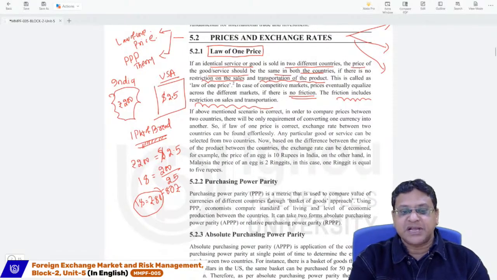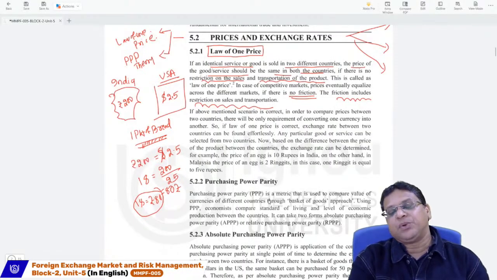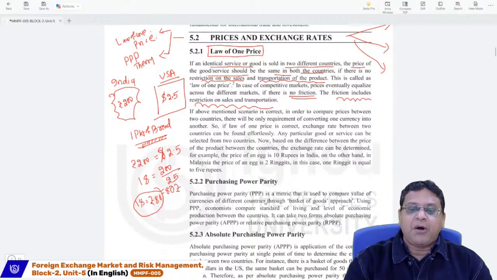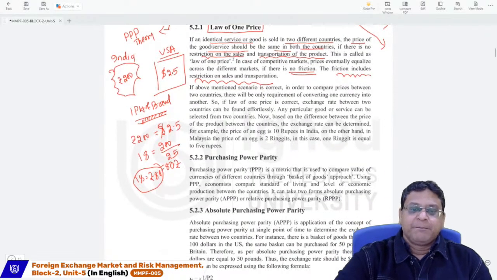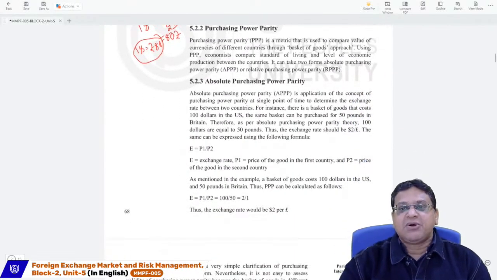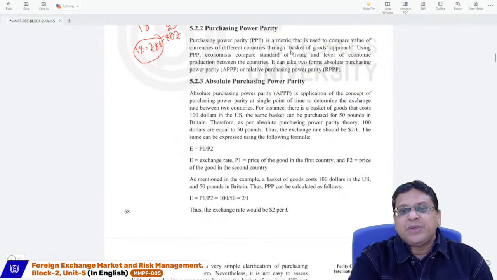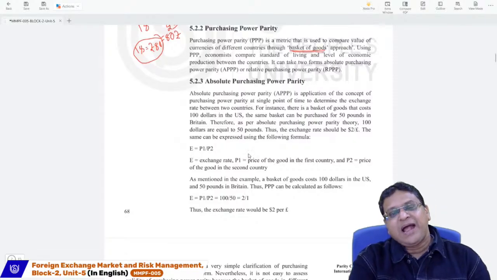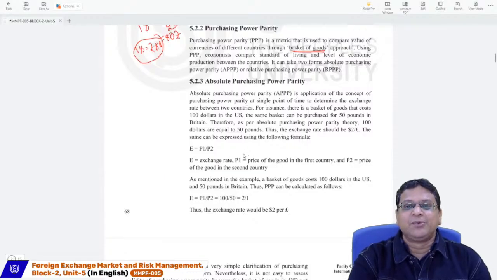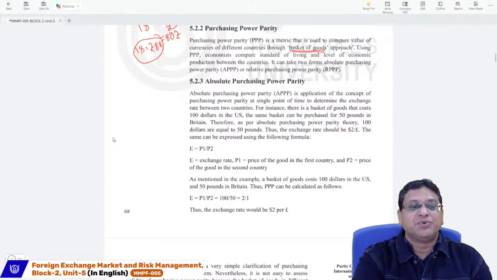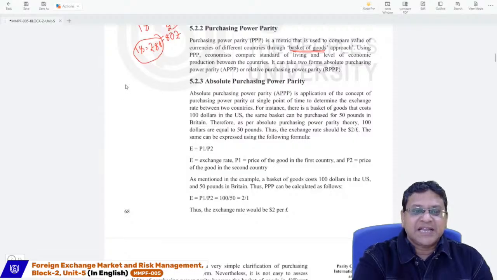Next, we will discuss another important law of exchange rate, that is PPP theory, or purchasing power parity theory. PPP theory is also used to compare exchange rates through a basket of goods. It also advocates the law of one price, but not for a single good, but for a basket of goods. What does it tell? Let's take an example.